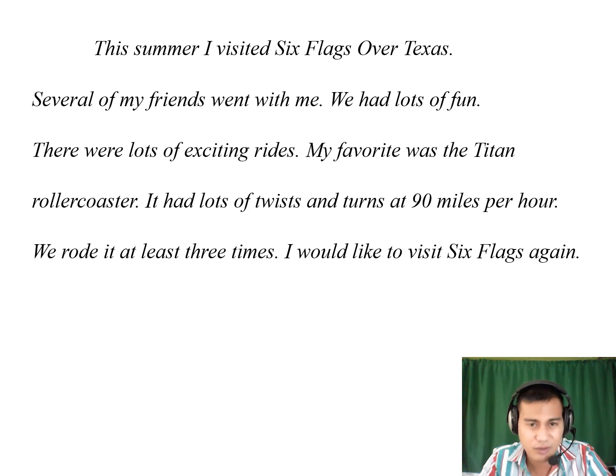There were lots of exciting rides. My favorite was the Titan roller coaster. It had lots of twists and turns at 90 miles per hour. We rode it at least 3 times. I would like to visit Six Flags again. That seemed okay, right? But you could do better than that. You could make this adventure way more interesting for the readers by using the four kinds of sentences: the declarative, interrogative, imperative, and exclamatory.